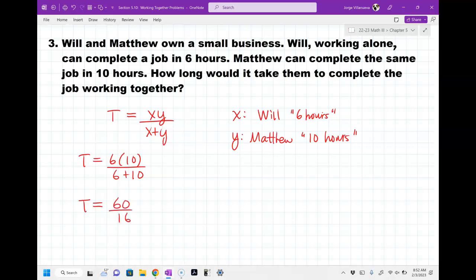And if you want to reduce it, you can. You can reduce that by 4. You might even be able to go more. Because if I reduce it by 4, this becomes 15 over 4. So that's 3.75 hours. And it literally takes you longer to write the problem.